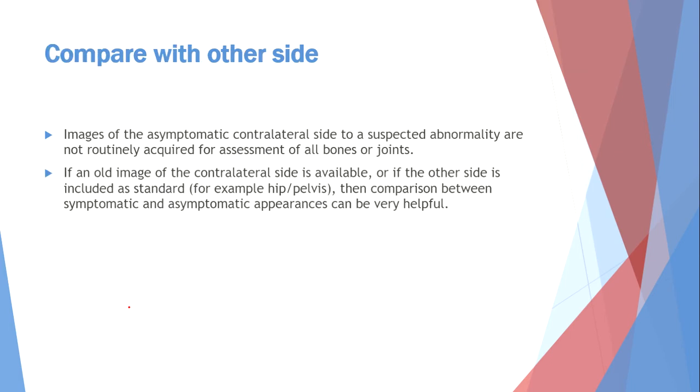Compare with the other side. Images of the asymptomatic contralateral side to a suspected abnormality are not routinely acquired for assessment of all bones and joints. If an old image of the contralateral side is available, or if the side is included as standard, for example, hip or pelvis, then comparison between symptomatic and asymptomatic appearances can be very helpful.